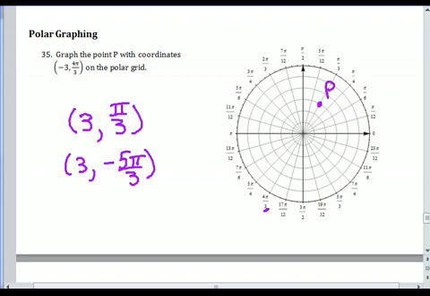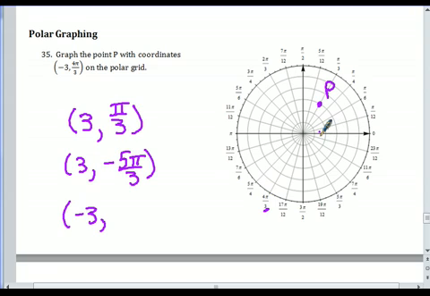I'll give one more. You only need to give two answers. What if we did a negative radius and a negative angle? If I do a negative radius, if I'm going to end up in quadrant 1, that means that my angle needs to be in quadrant 3. So that's this 4 pi over 3 angle again.